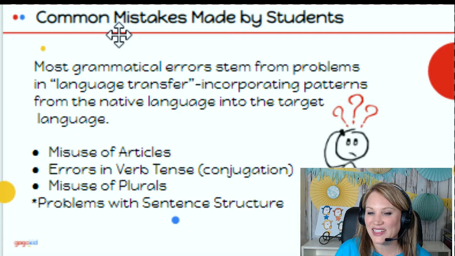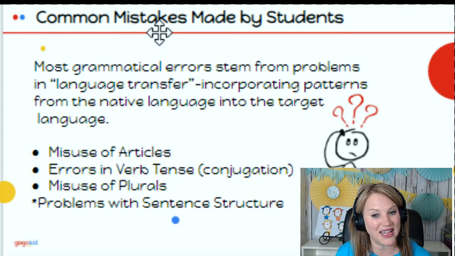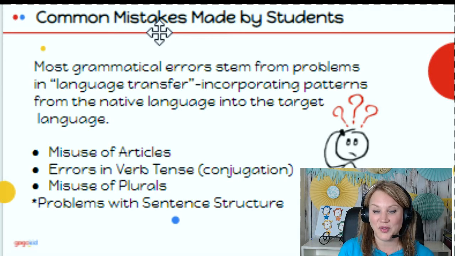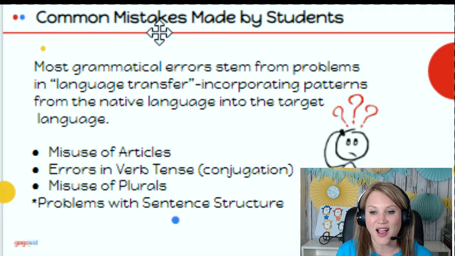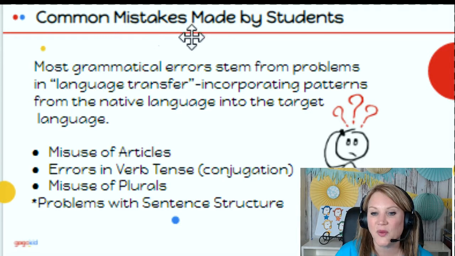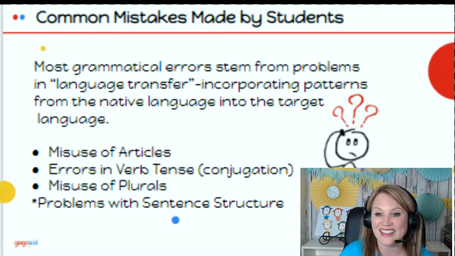Common mistakes made by students. We often see misuse of articles, errors in verb tense and conjugation, misuse of plurals. I know that when I have a new student and maybe I'm reading something or I'm teaching them some sentence frame, I can almost predict 90% of the time where the errors are going to come from. There's a reason for that. There's a reason why your students make these same mistakes, and there are some ways that you can help them through that process.